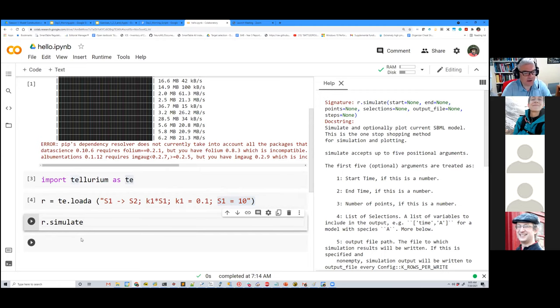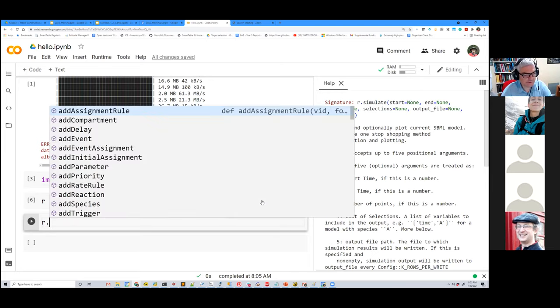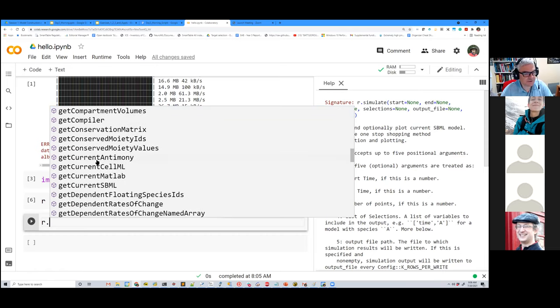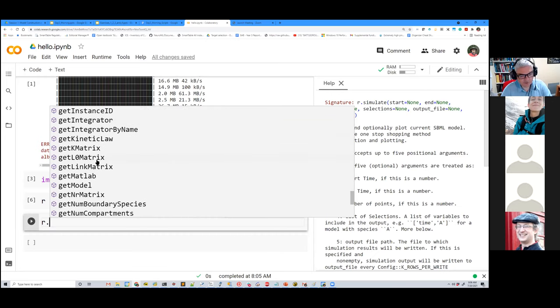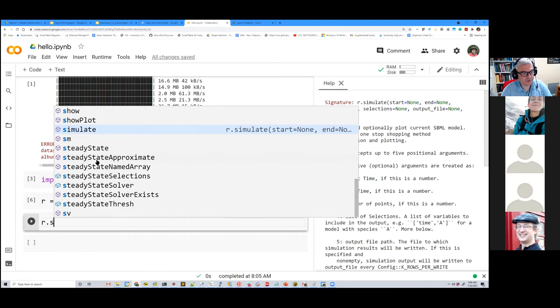And then I'm going to do a simulation. So let me rerun this. That's loaded the model, okay? And I want to show you a couple of things. If I type r dot, it brings up all the possible methods I can execute. There's lots of them here. What we're looking for is simulate. So if I type s, you see there's a couple of things starting with s, and one of them is simulate.